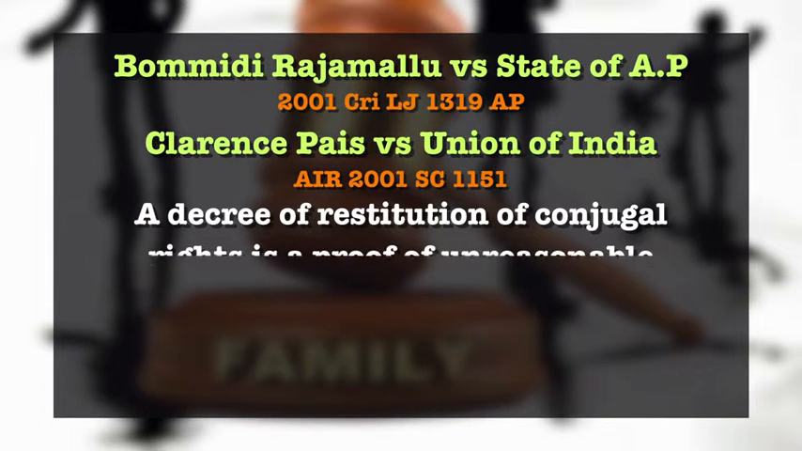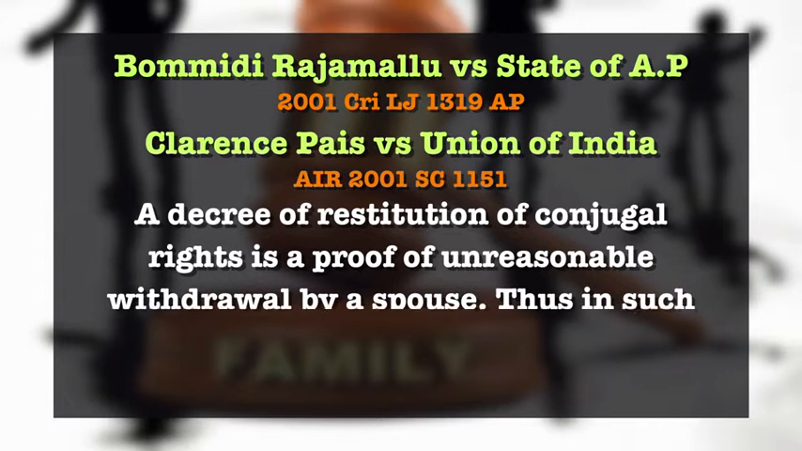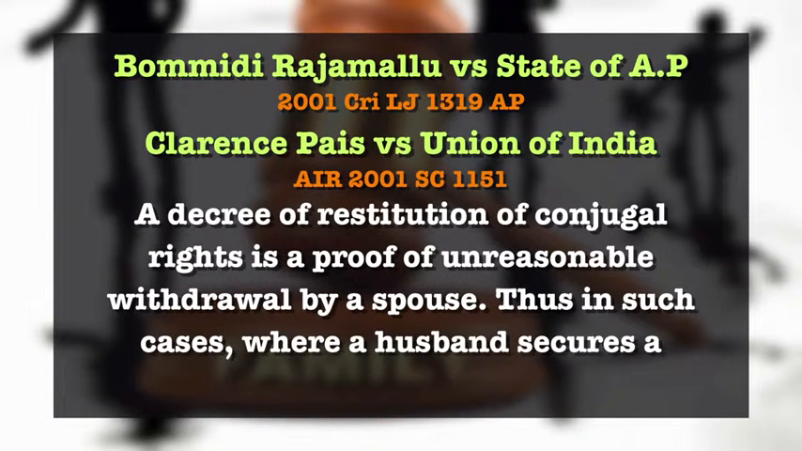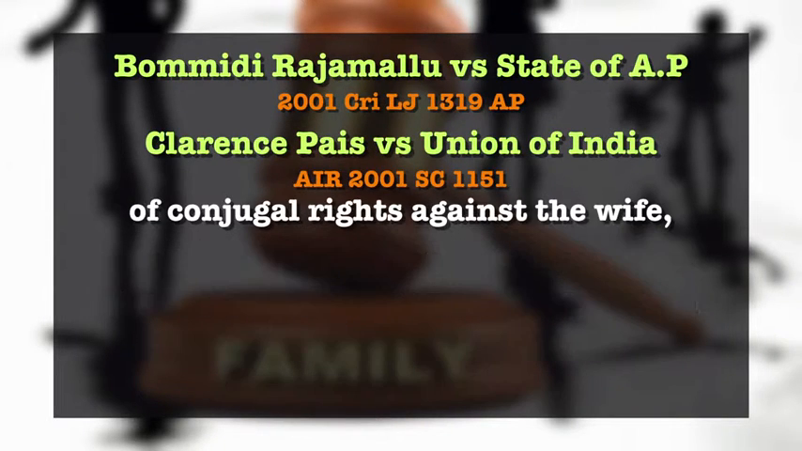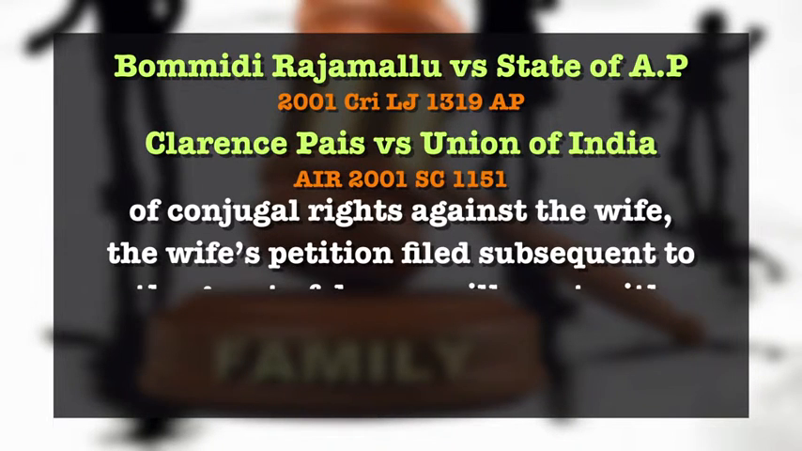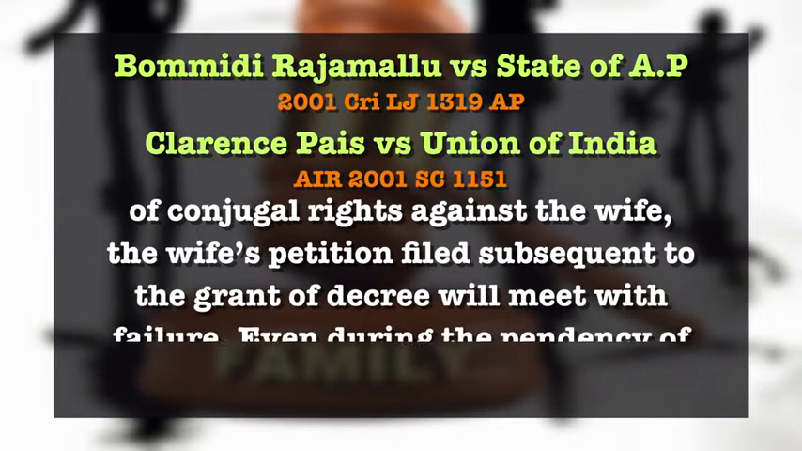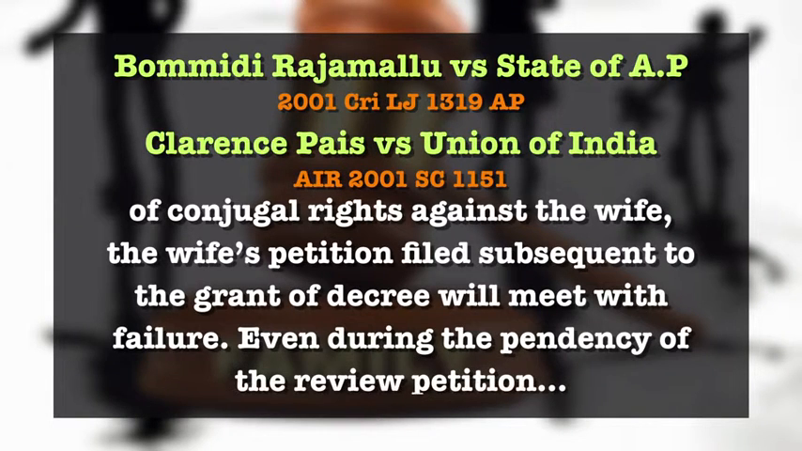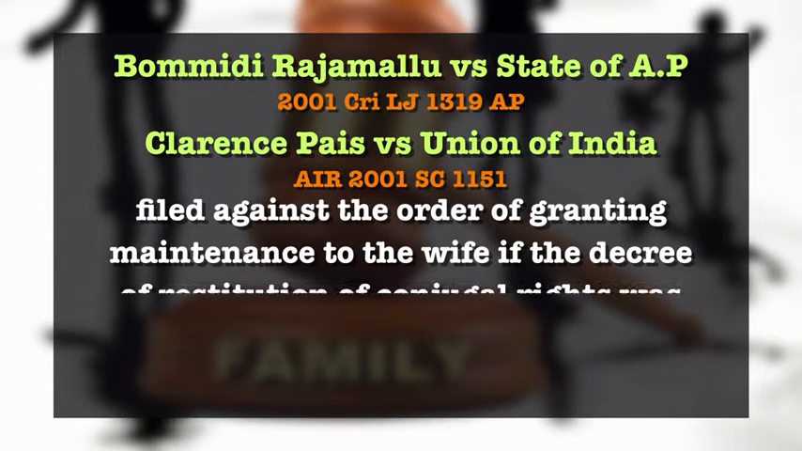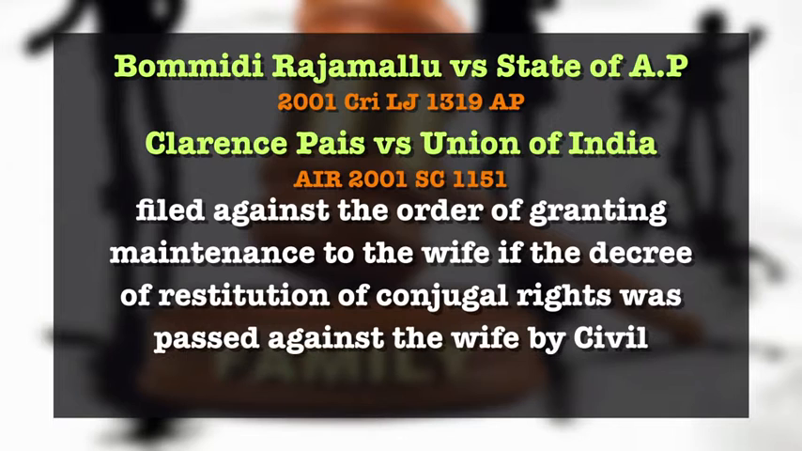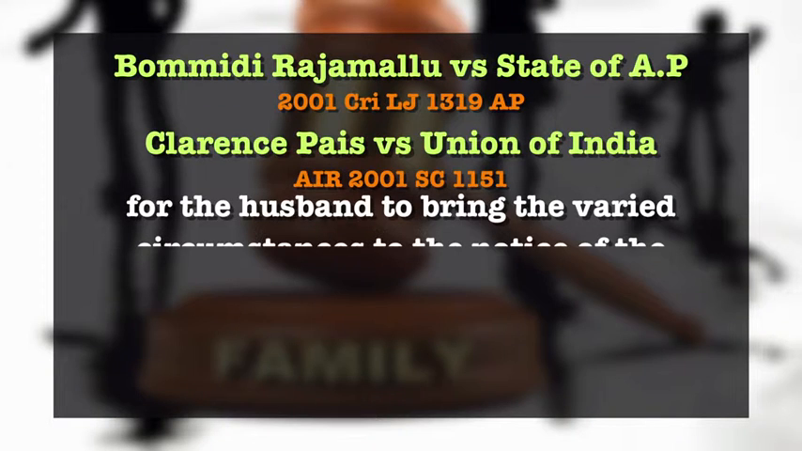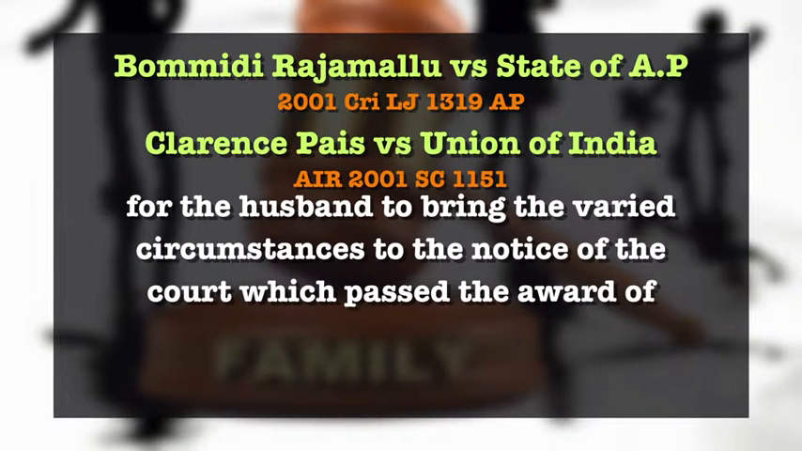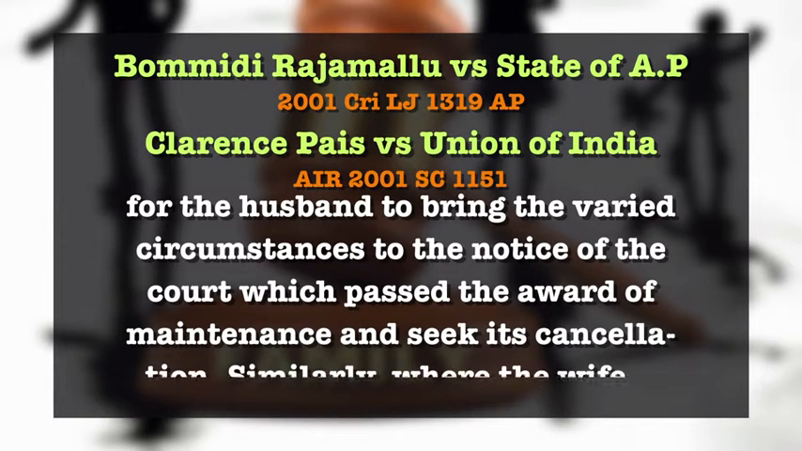A decree of restitution of conjugal rights is a proof of unreasonable withdrawal by a spouse. Thus, in such cases where a husband secures a decree of restitution of conjugal rights, a petition filed by the wife subsequent to the grant of the decree will meet with failure. Even during the pendency of the review petition filed against the order of granting maintenance to the wife, if the decree of restitution of conjugal rights was passed against the wife by a civil court, it would be open for the husband to bring the varied circumstances to the notice of the court which passed the award of maintenance and seek its cancellation.